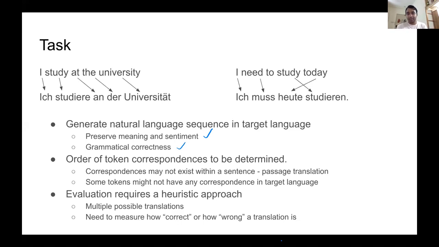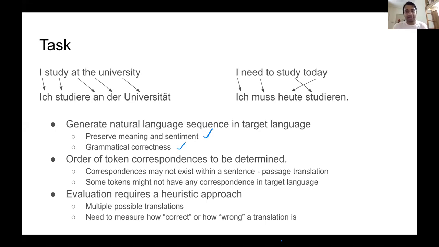So for example, you can see in the first sentence, it just so happens that all the words have an exact one-to-one correspondence with tokens in German. And the order is the same as well. But in the second one, you see that some of the words have been shuffled around and some words don't have any correspondent at all. So today, the word for today, heute, appears much further ahead in the sentence. And the word to in English has no corresponding token in German. So these are some of the challenges when you start thinking about translation in a classical sense.